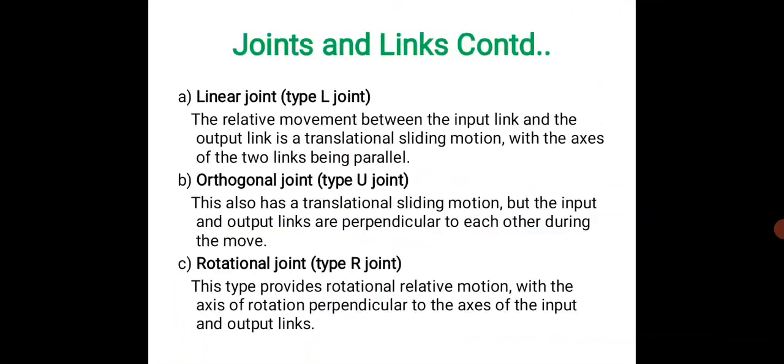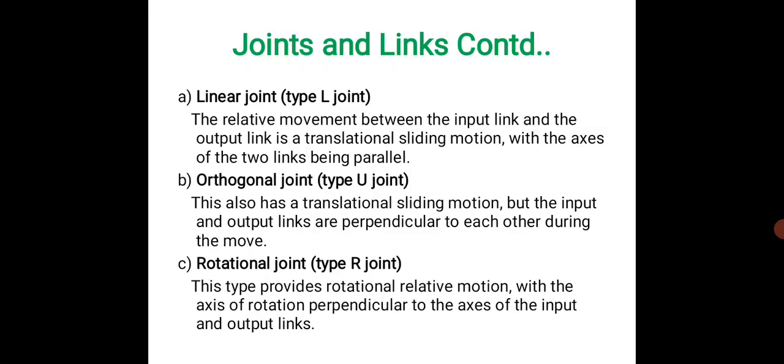The linear joint, you call it a type L joint. There will be a relative movement between the input link and the output link. It is a translational sliding motion, where the axes of the two links are parallel.